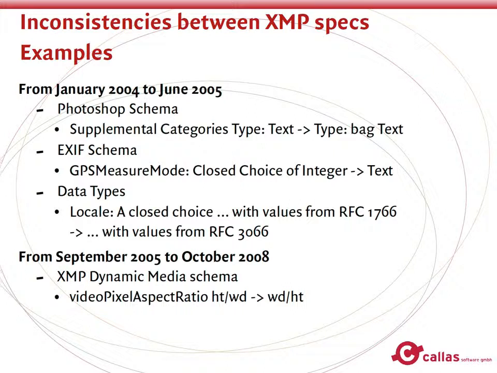So what can a validation program do in such a case if there is a bag text but the PDF is, for instance, older than 2005? Is it a problem or not? And the same was true for this EXIF schema, which was a closed choice of integer beforehand and was then changed to text.